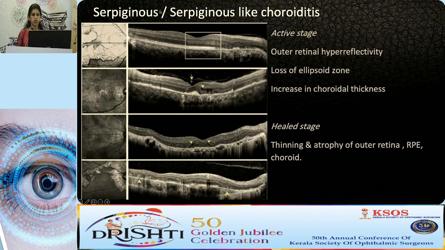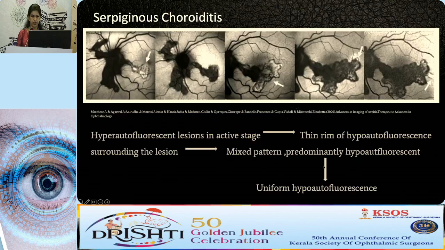And coming to serpiginous and serpiginous-like choroiditis, in the active stage, you have outer retinal hyperreflectivity, loss of the ellipsoid zone and increase in choroidal thickness. In the healed stage, there is thinning and atrophy of the outer retina, RPE and choroid.